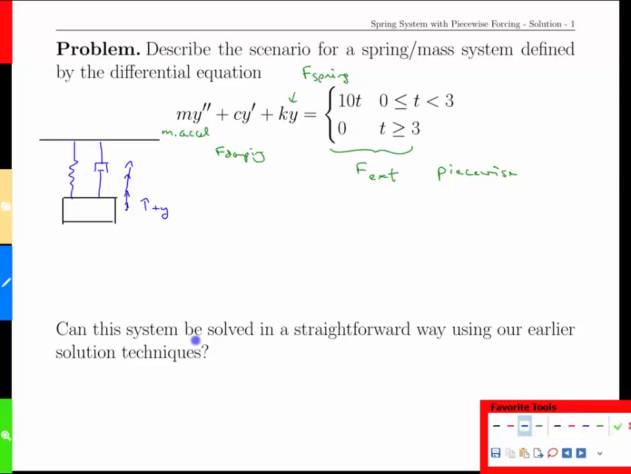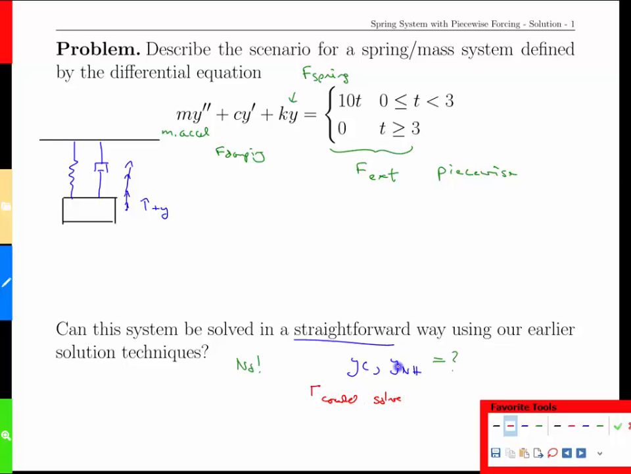However, could this be solved in a straightforward way using our yc and yp approach? The answer is no. If you look at the form that we would have used before, we would need the differential family of this right-hand side. Well, that doesn't really apply because there is no single function that's the derivative of this piecewise thing.